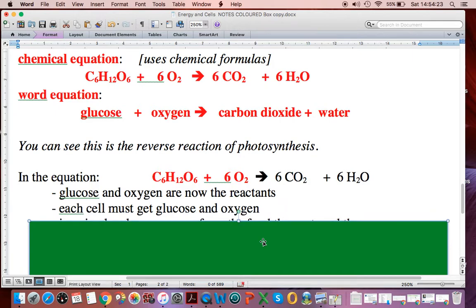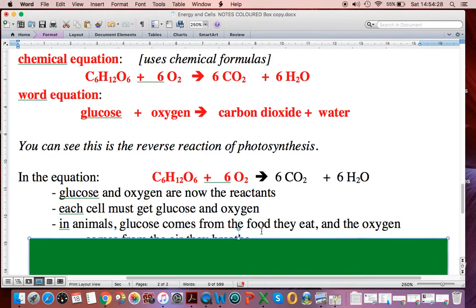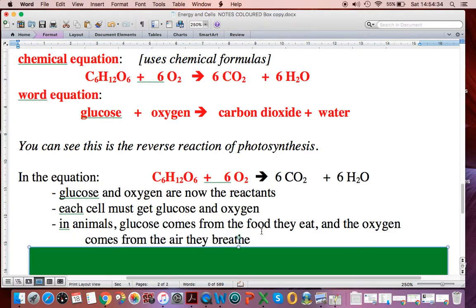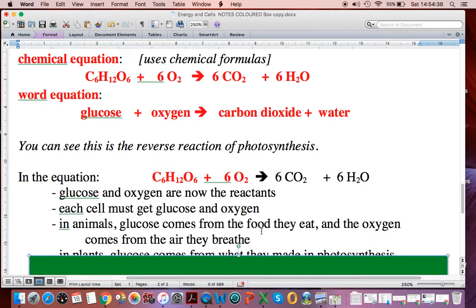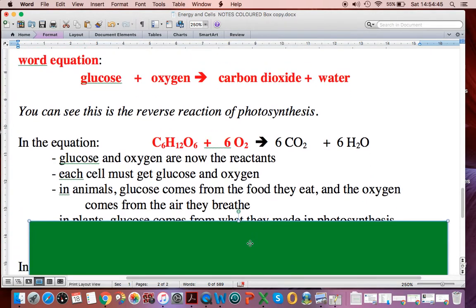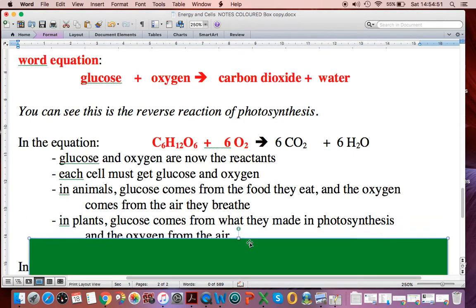So now we look at the reactants, sugar and oxygen. So every cell in your body needs sugar and it needs oxygen in order to survive. So let's think about animals, including humans. We're going to get our sugar from the food we eat, and we're going to get the oxygen from the air we breathe. Those things are going to go to each cell. They're going to go to the mitochondria of each cell, and it's going to be burned, and we get our energy.